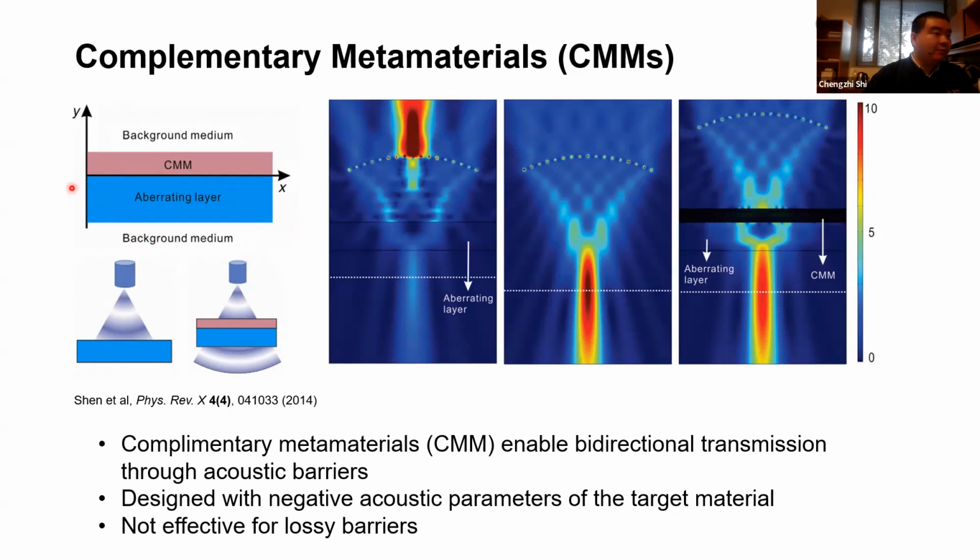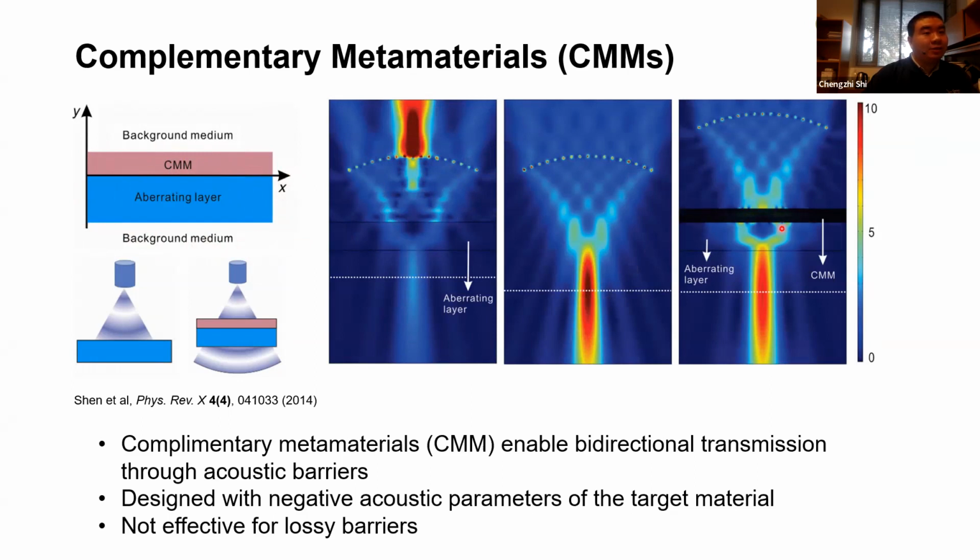So what happens is, if you assume this is the skull, and then you try to use the metamaterial to achieve the density and bulk modulus to be the negative value of the ablating layer, then they did the simulation. Without the complementary metamaterial, when they focus the ultrasound towards that ablating layer, you have a strong reflection. And of course, without the ablating layer, you focus it through, right?